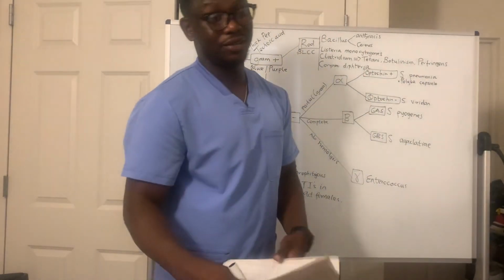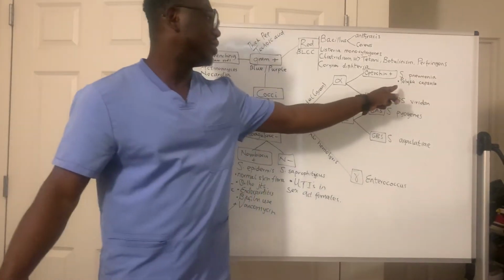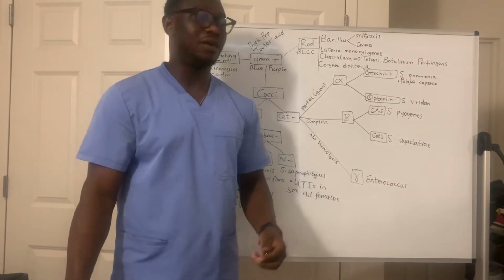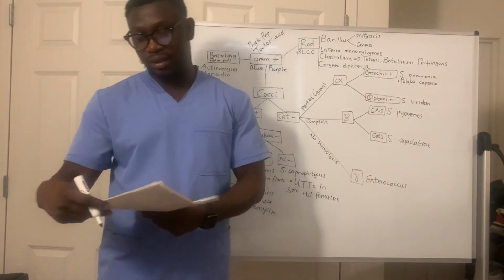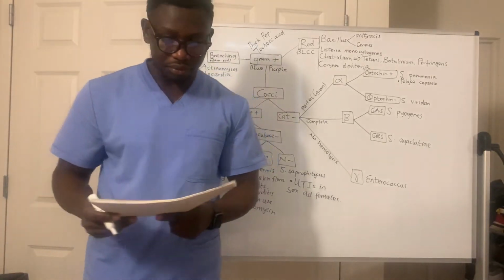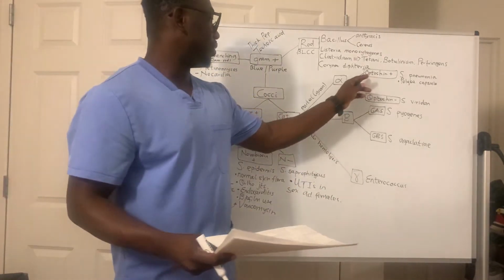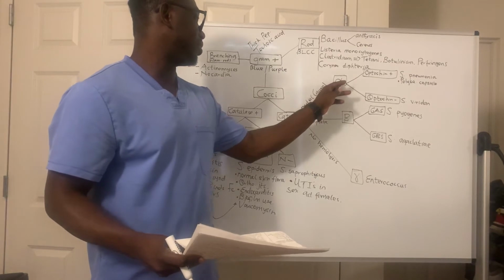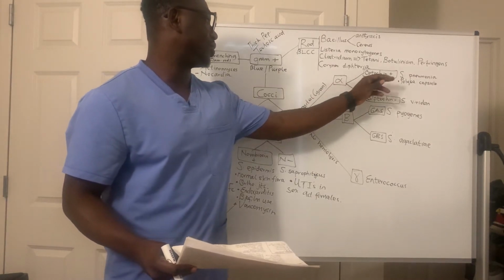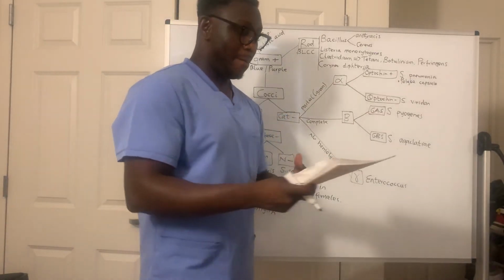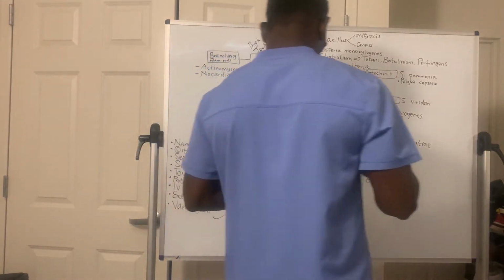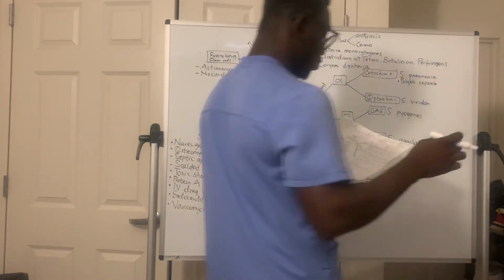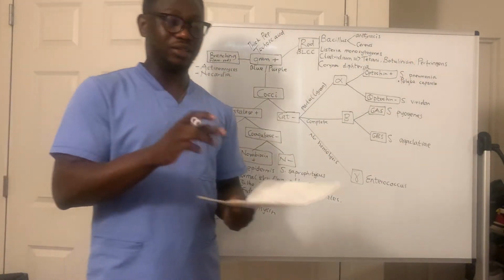So what did I say? For Streptococcus pneumoniae, the virulence factor is the polysaccharide capsule. We know it's partial alpha hemolysis and optochin positive. So now let's talk about the diseases that they cause.